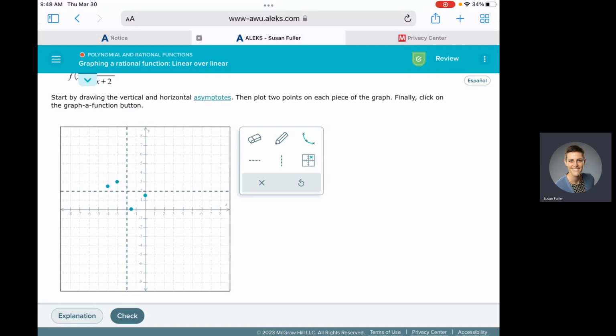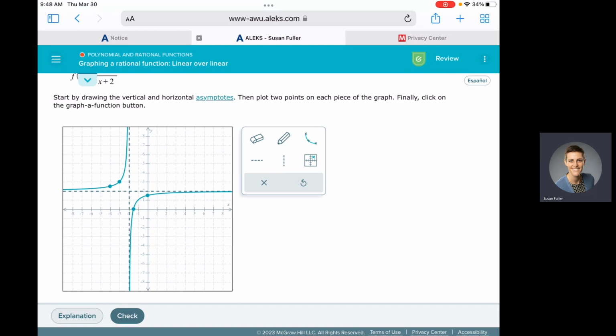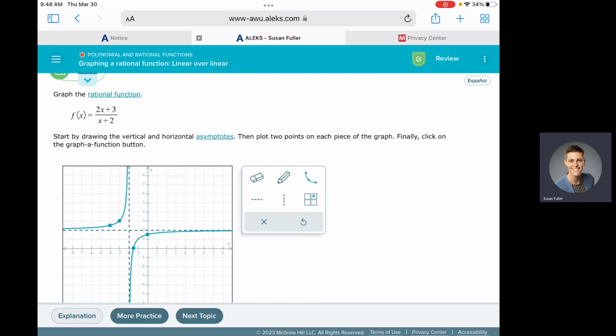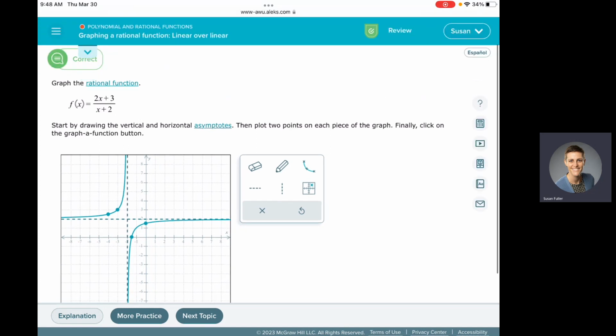Now that we have our asymptotes in and 2 points on either side, we can hit this graph function button. It fills everything in for you, and you can hit the check button to receive credit for that. So those are the 2 graphers on ALEKS. Again, the graphing one with holes, you're going to want to do some work by hand so you have everything ready to go before you start graphing that, because it wants everything done all at once. But for graphing a rational function with linear over linear, you can do your asymptotes first, then make sure you plot 2 points on either side, and then just hit the graph a function button.